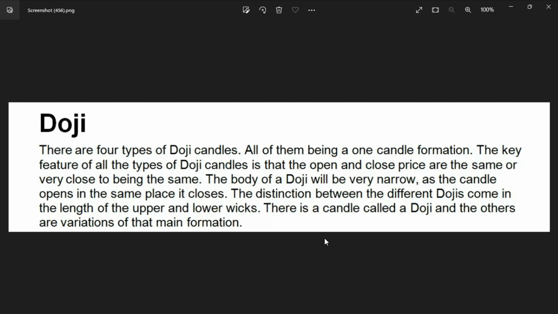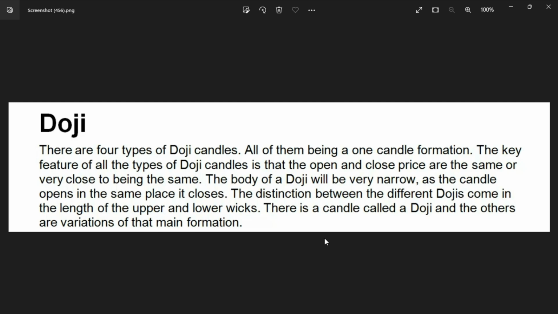There are 4 types of doji candles, all of them being one candle formation. All of them form in the same way, but have their differences. The key feature of this type of candle is that the open and close price are the same or very close to being the same. Many people call it an indecision candle. The body of the doji will be very narrow, as the candle opens in the same place it closes.